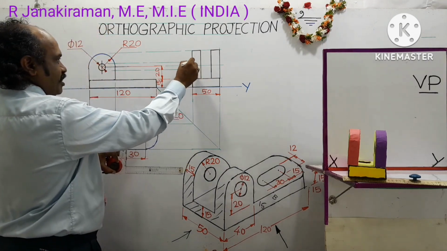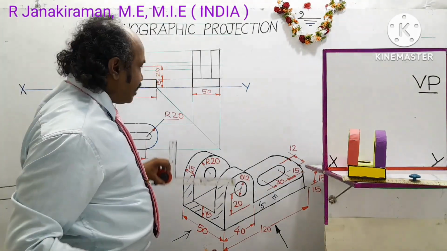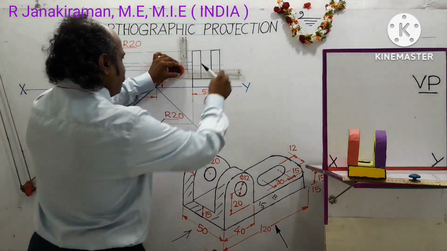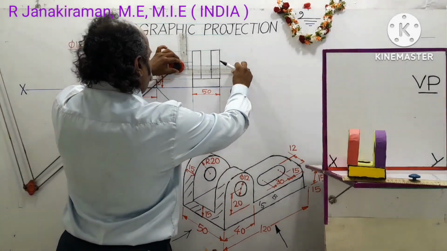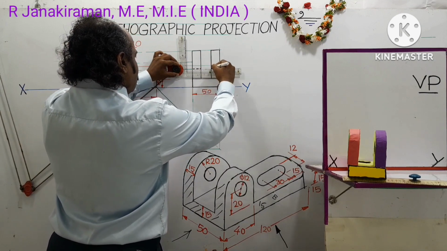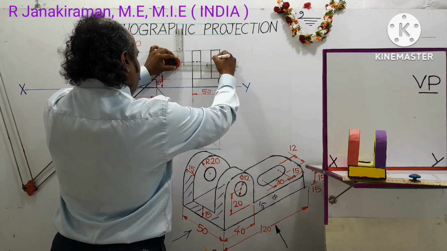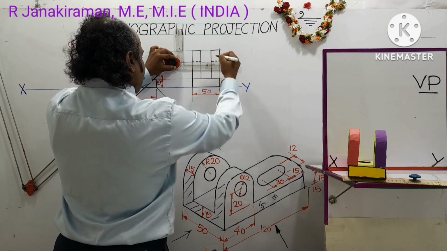Here and here it intersects, but something is passing through. That is to be indicated in the diagram by means of a dashed line. A dashed line is a broken line shown like this: line gap, line gap, line gap, like that. It is called a dashed line, D-A-S-H-E-D.